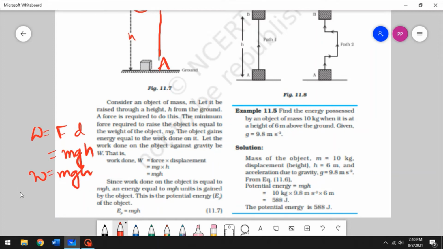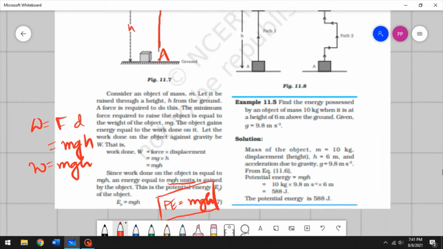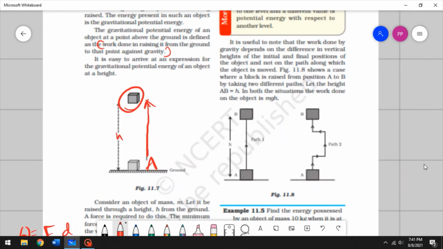So since work done on the object is equal to mgh and energy equal to mgh units is gained by the object, the potential energy, E sub P or PE, equals mgh, which is essentially the product of the mass of the object and the height at which it is raised, multiplied by the acceleration due to gravity, which happens to be 9.8 meters per second squared. That is a constant value for g.